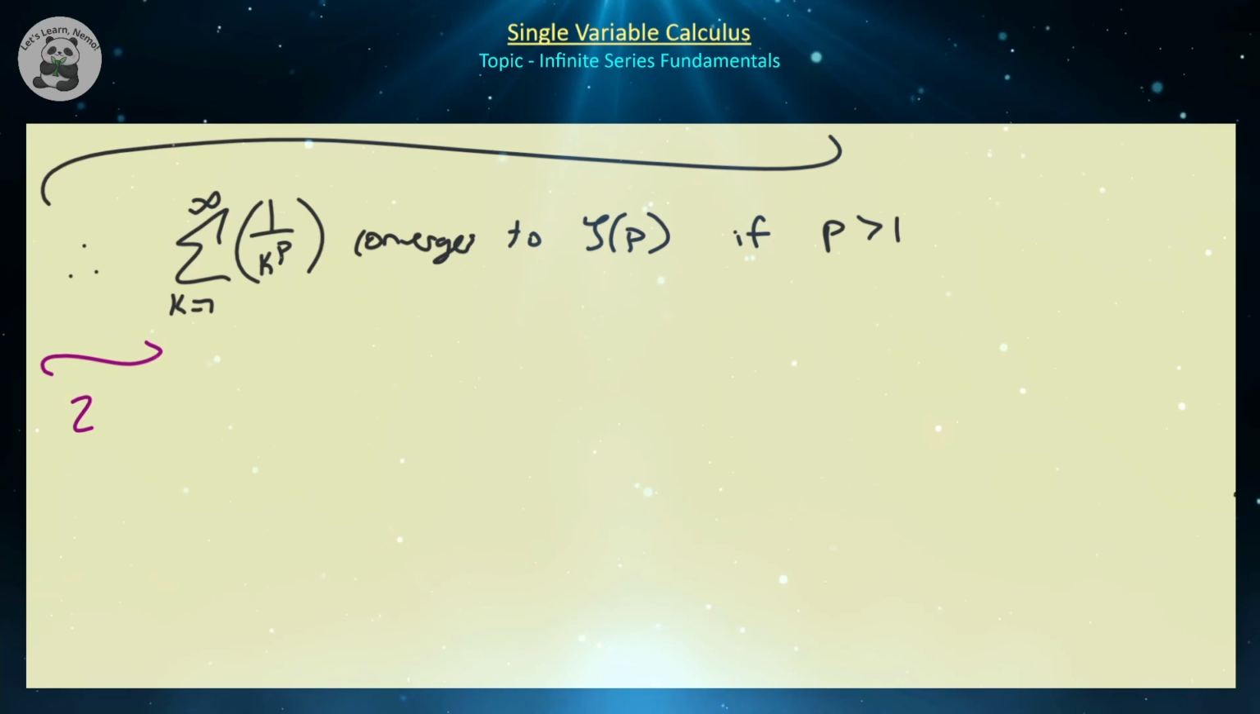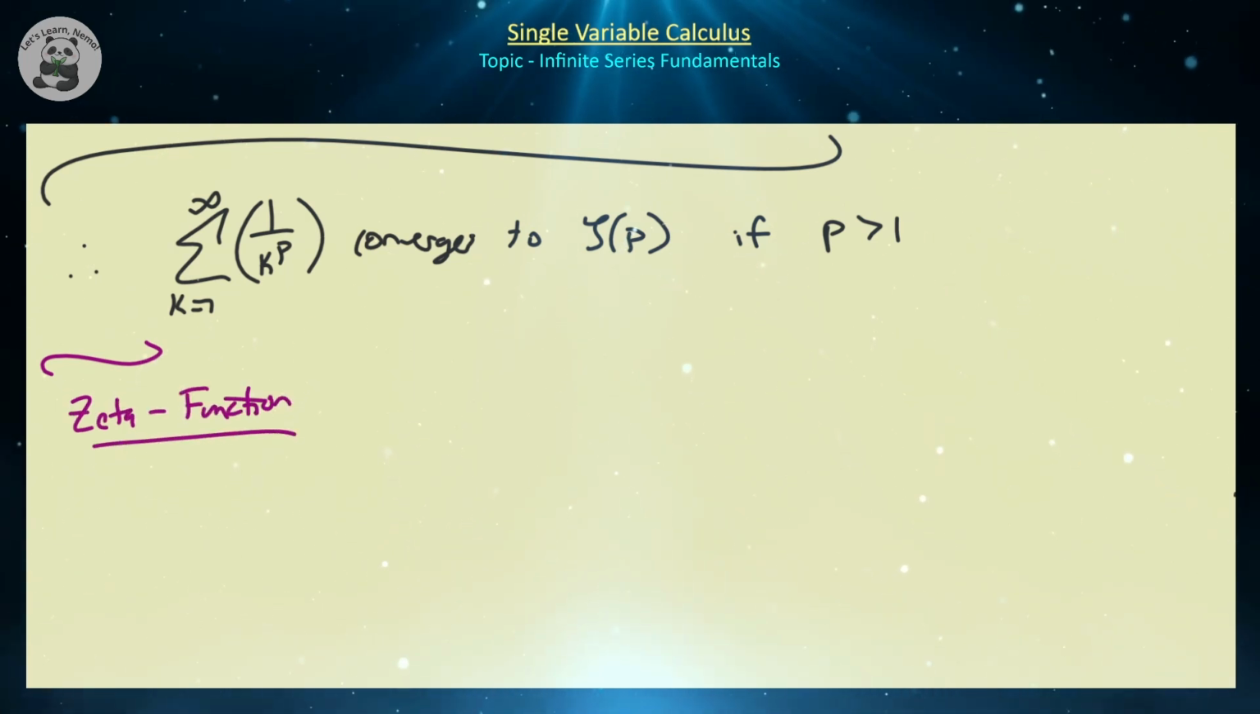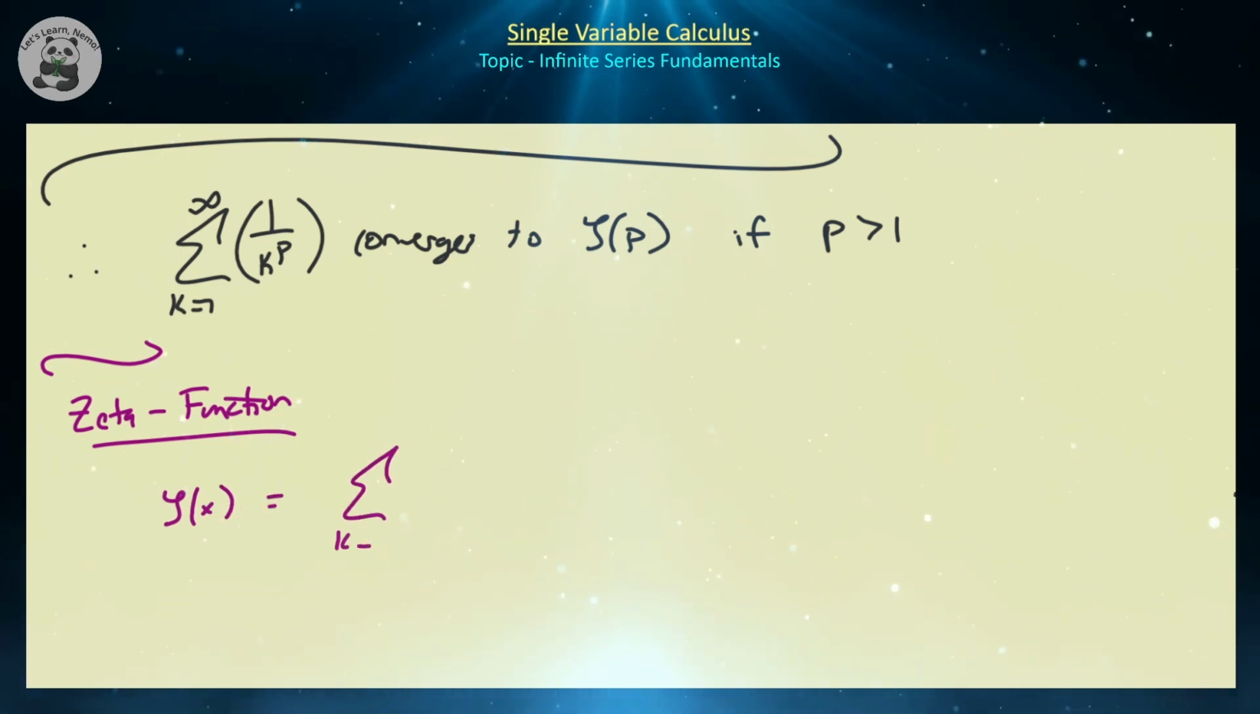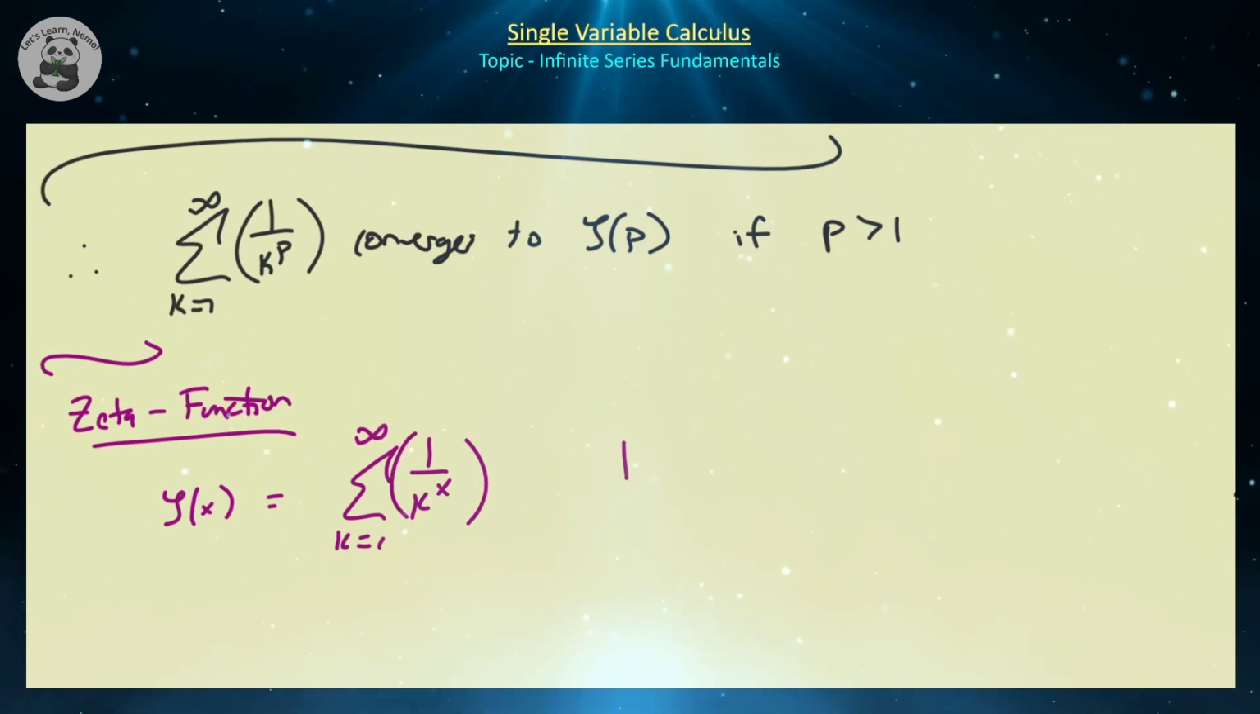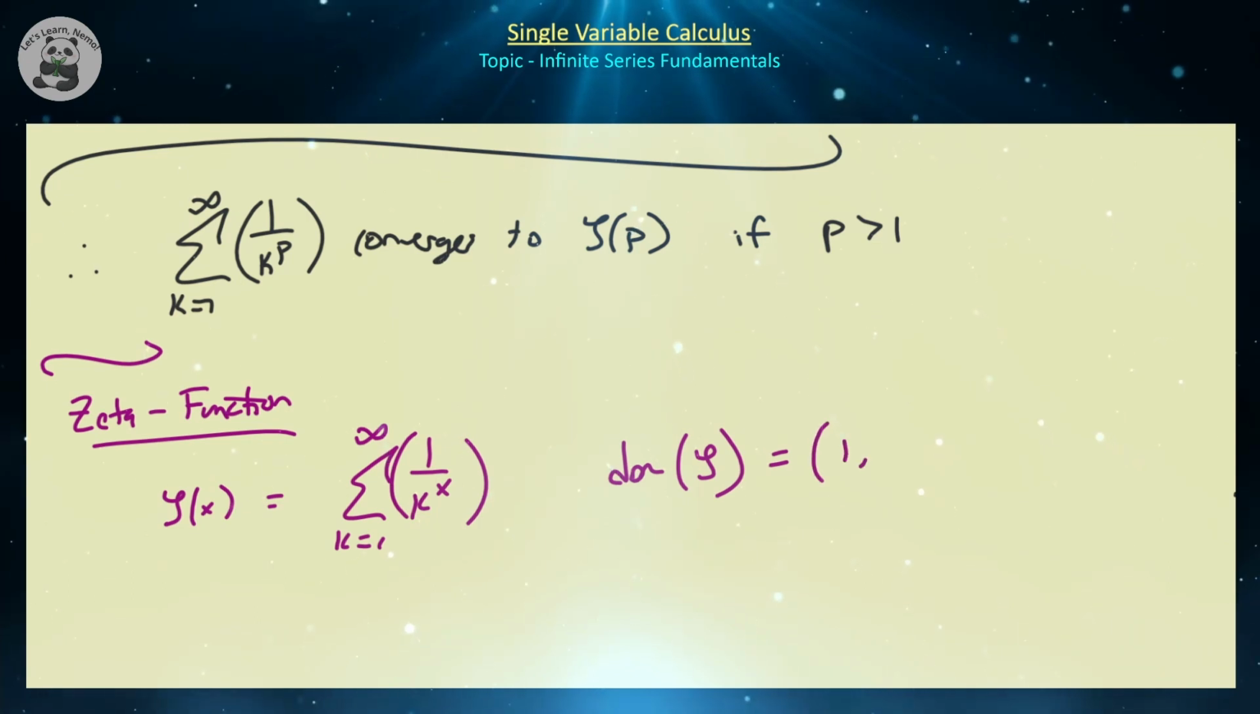So if we define, for example, this zeta function, some people also call it the Riemann zeta function. Let's call it zeta x, which is defined to be equal to the sum from k equals 1 to infinity of 1 over k to the power of x. The domain of this particular function is going to be the interval 1 to infinity, because that's the same exact interval for which the associated infinite series converges.